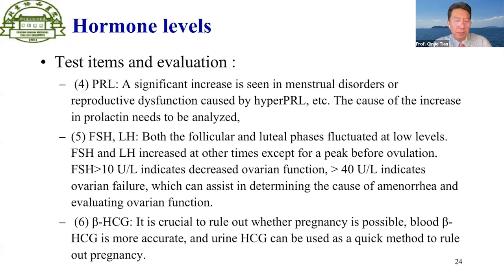Beta-HCG: it is imperative to exclude pregnancy as a possibility. So blood beta-HCG provides great accuracy, while the urine HCG serves as a rapid method for ruling out pregnancy.